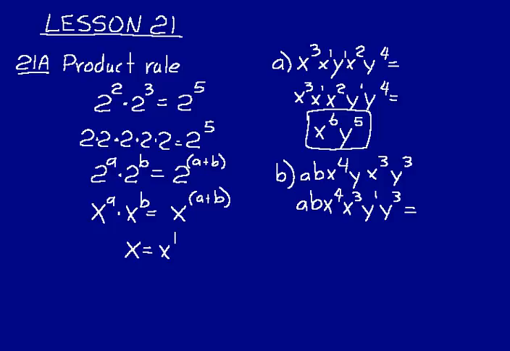And so to simplify this, we'll say a b x to the seventh, y to the fourth. So that would be the simplified form of that expression.